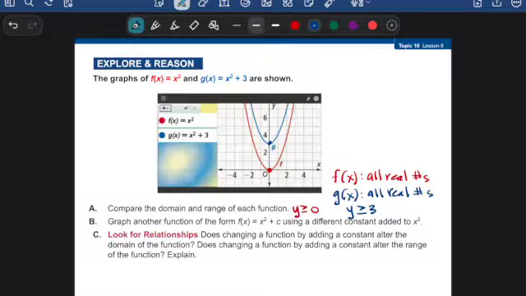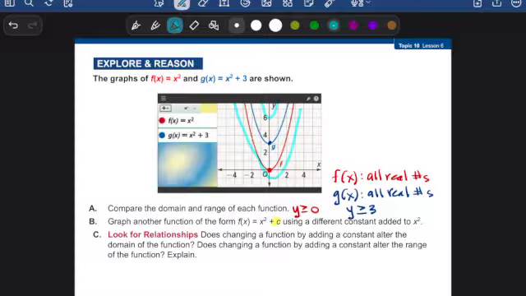Graph another function in this form where you add a constant to the whole function. This again will give us a vertical translation. So if we're adding a constant to the function, it would move either up or down. And so we can graph something with a vertex that would be possibly at 6, or it could even be below the function at -1.